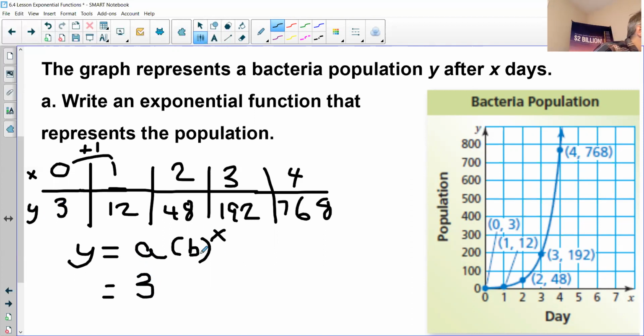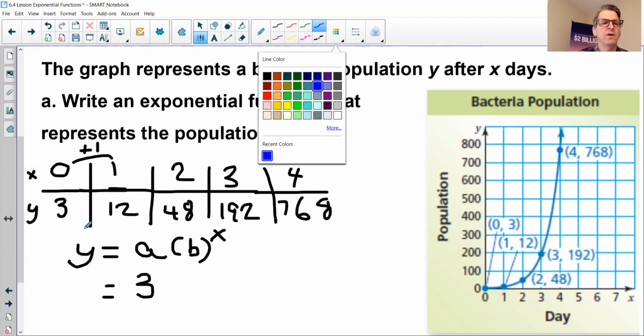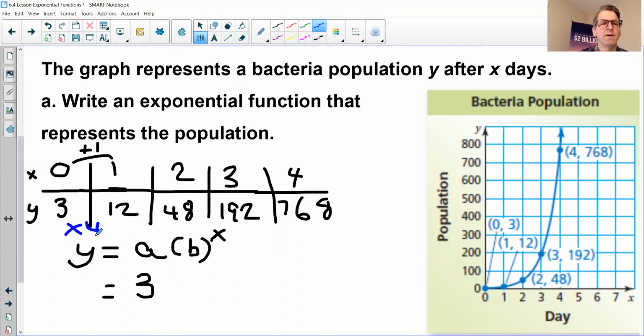So b is the factor. What's the factor from 3 to 12? We're going to multiply by 4 to get from 3 to 12. So this is times 4, times 4, times 4, and times 4. So b is the 4. So the exponential function 3 times the 4 raised to the x is the function that represents this population.